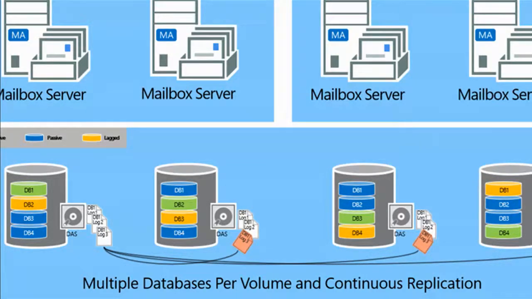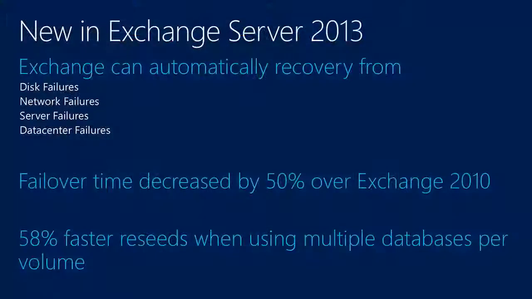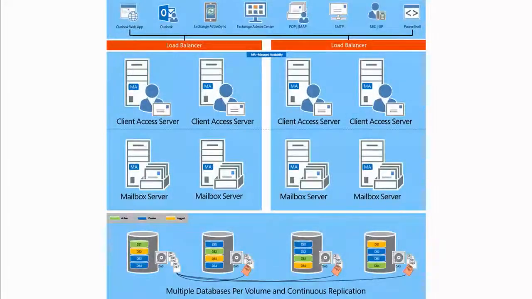So you get faster reseeds. That was actually the point of the bottom one, about 58% faster reseeds when using multiple databases per volume. But at the same time, you're leveraging the full capacity of these disks while still adhering to our maximum database size. So multiple databases per volume. It seems like it might be new and different, and it is, but it's also something that we have a lot of faith and investments in, and it is part of the preferred architecture.